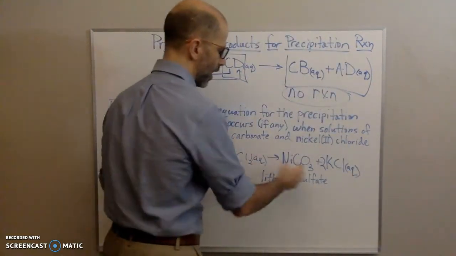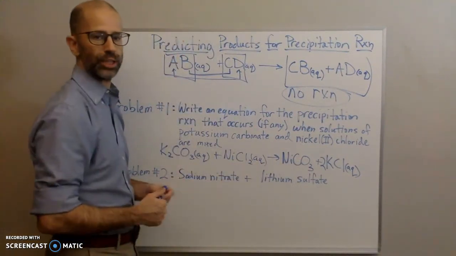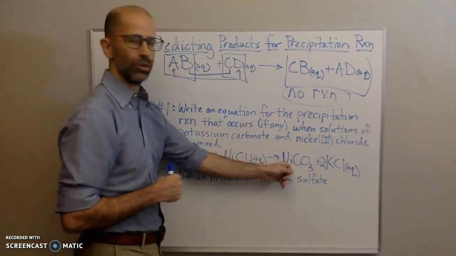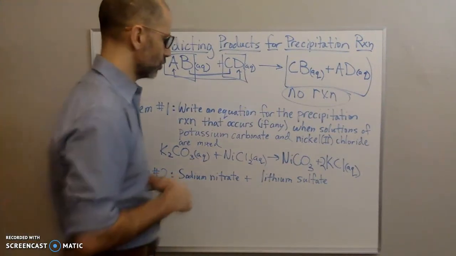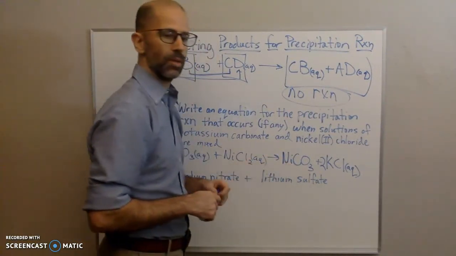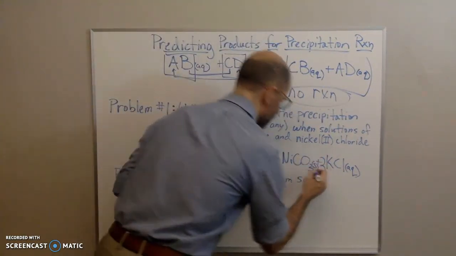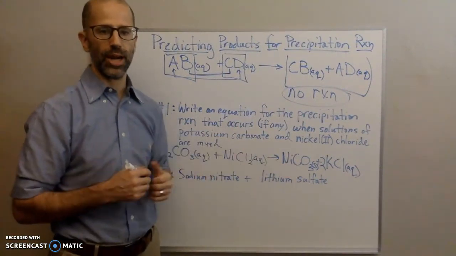And then from the other part of the table, carbonates are generally insoluble, except for those exceptions, but nickel(II) is not an exception. So nickel(II) carbonate is going to be insoluble. So that's going to be our precipitate. So that is our product. So this is a reaction.